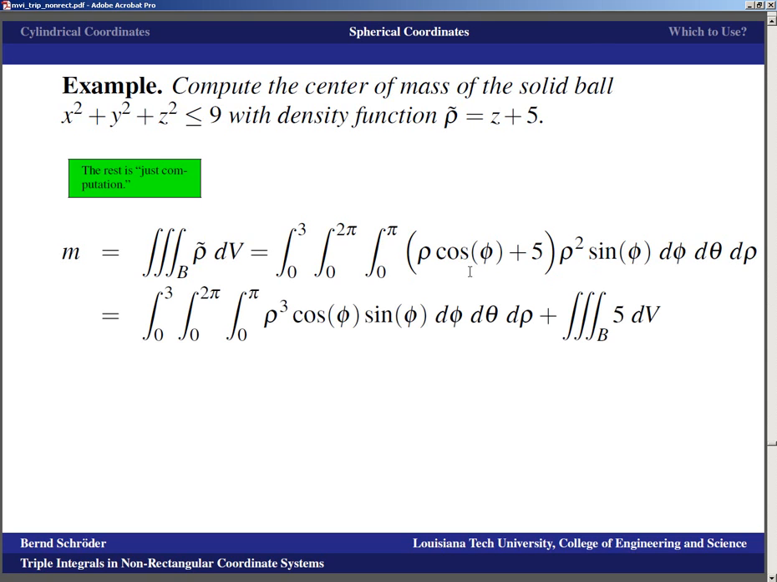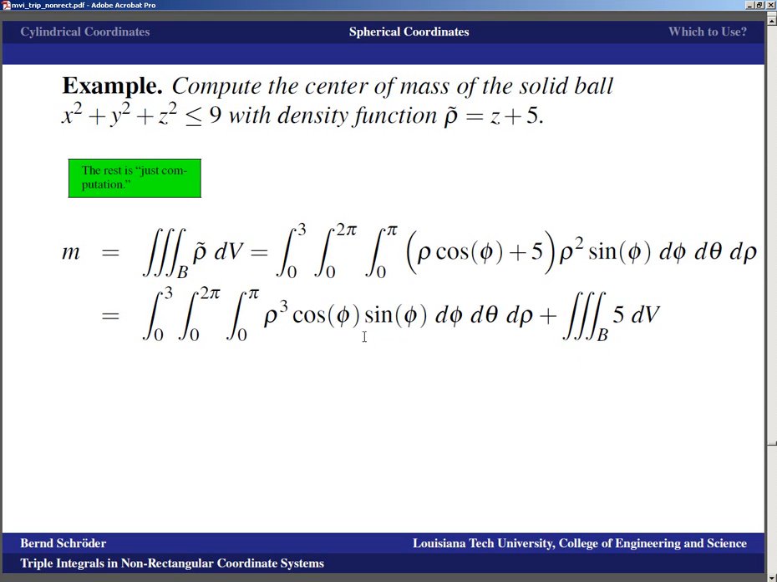And that is now something that I can break up. On one hand, I get the whole triple integral of rho times rho squared, which is rho cubed, cosine phi, sine phi, d phi d theta d rho. And here I have the triple integral over the same region of the function 5. But the triple integral of the function 5 over the volume of a sphere will just be 5 times the volume of the sphere. So I transformed back to just being 5 times the triple integral over the ball.